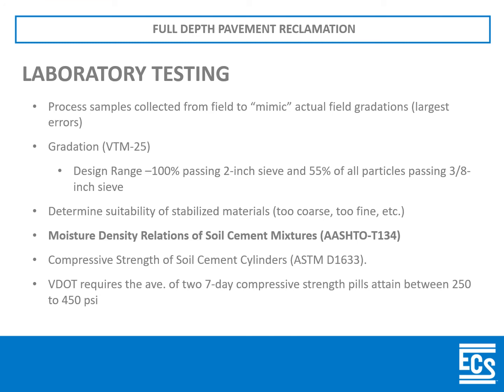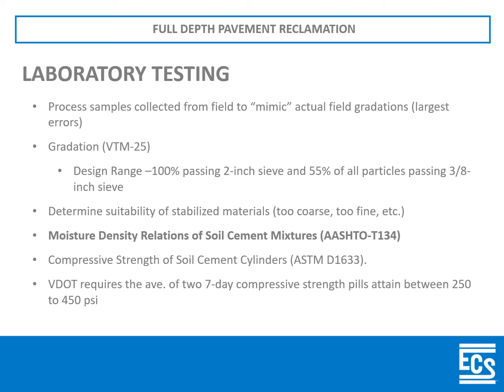So again, we're processing samples collected from the field to mimic actual field gradations, and this is where the largest errors occur. We do the gradation in accordance with VTM 25. The design range is not that hard to hit, and can be hit in most applications: 100% passing the 2-inch sieve and 55% of all particles passing the 3/8-inch sieve.